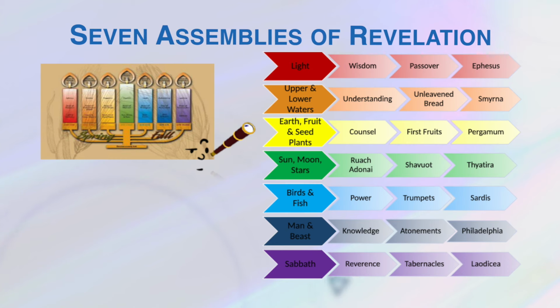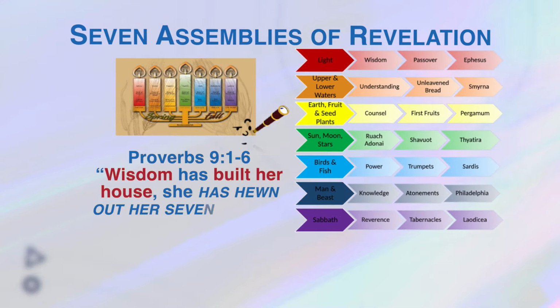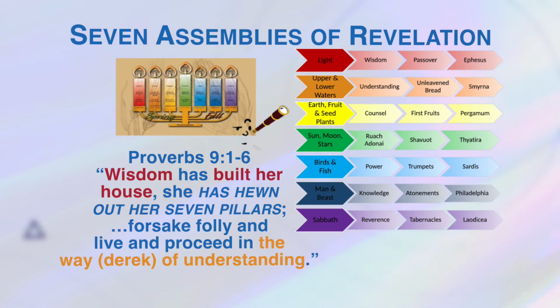We're going to back up a little bit, and we're going to think about all the layers that we have hopefully been adding to our charts, and we're starting to build those layers up. Proverbs 9:1-6 says, "Wisdom has built her house. She's hewn out her 7 pillars. Forsake folly and live, and proceed in the way," the Derek, "of understanding." So I'm going to highlight that, hewn out her 7 pillars.